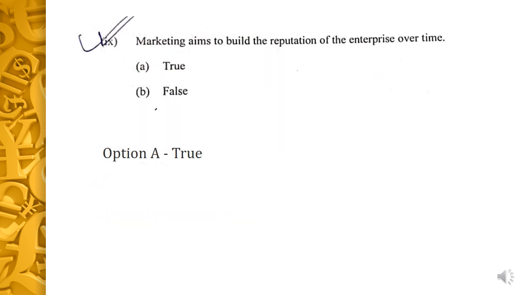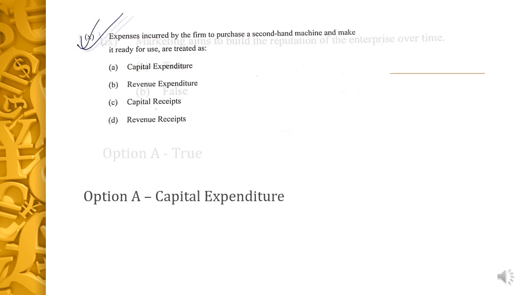This is true. That is, it aims to build the goodwill of the enterprise. Here, a fixed asset is acquired and any expenses incurred to make an asset ready for use is always classified under capital expenditure. So the answer will be option A.